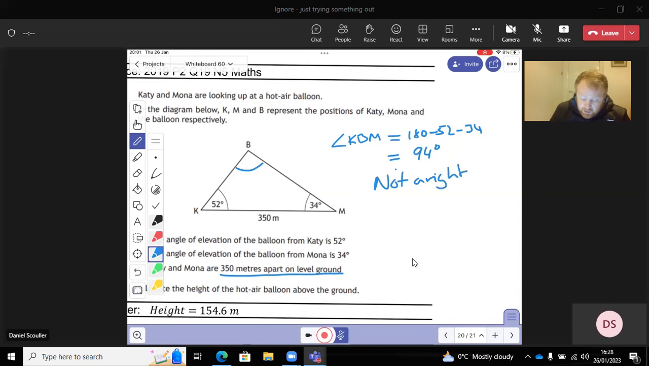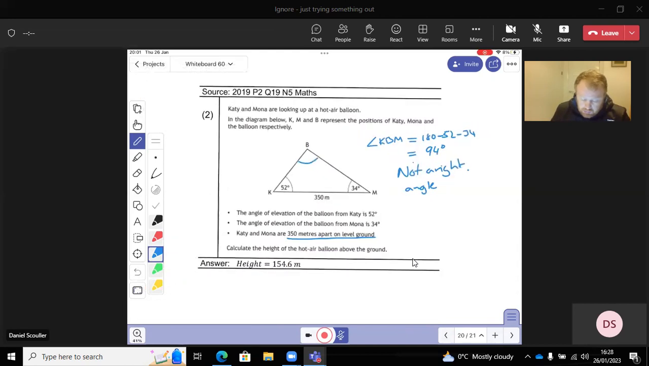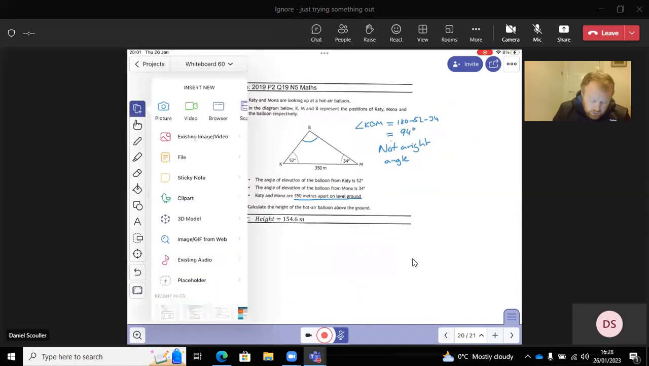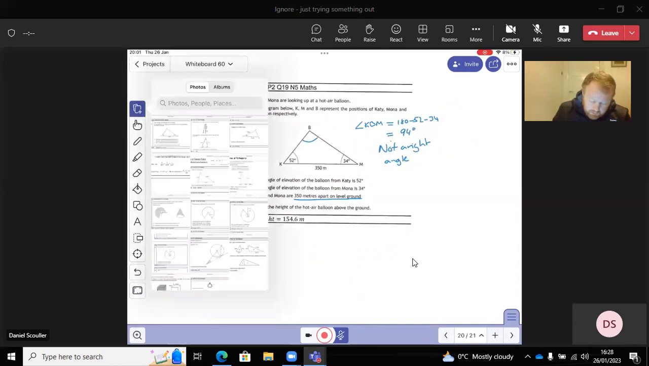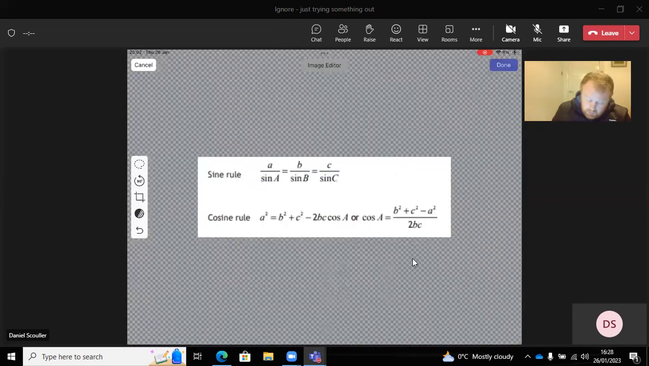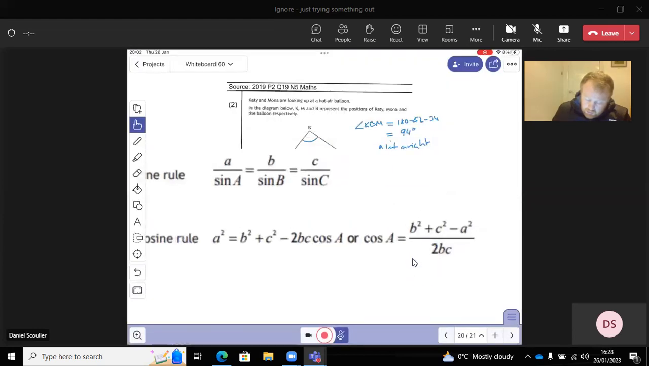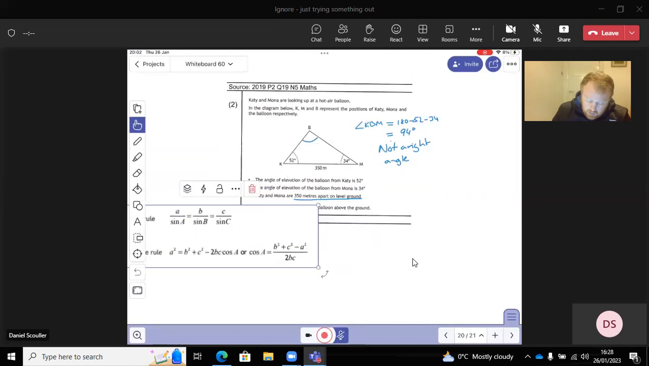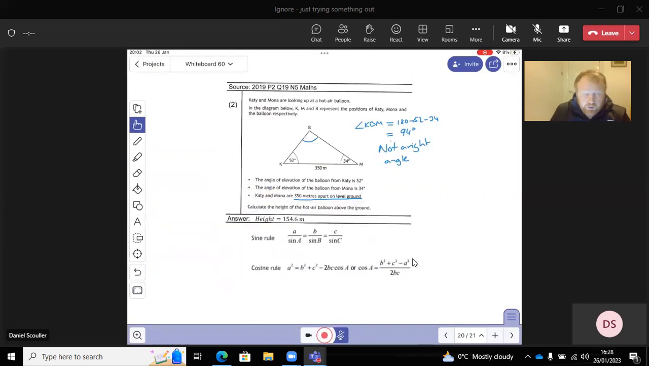Now, that tells me what rules I'm going to use, okay? If it's not a right angle triangle, and I'm trying to work out some things here, I need to use the sine rule or the cosine rule, the ones in the formula sheet. Not a right angle, therefore we're using these rules from the formula sheet.